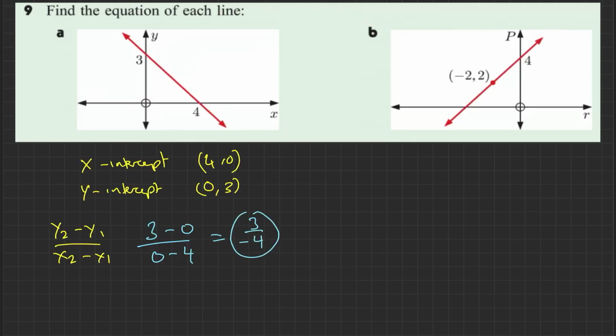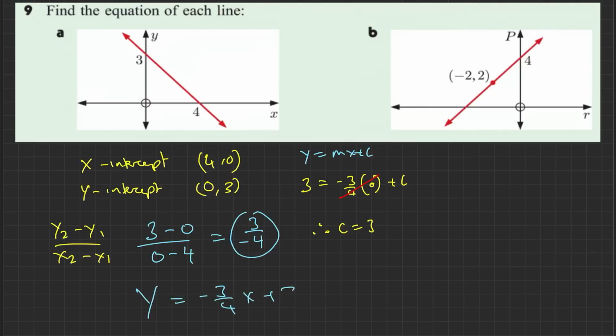And now for the y-intercept, I need to choose one of these values to substitute into the equation y is equal to mx plus c. So I'm going to go ahead and use the y-intercept, and you'll see why in a bit. I've got 3 is equal to -3 over 4 times 0 plus c. Anything times 0 is 0, that cancels out. Therefore, c is equal to 3. So my equation for the line is going to be y is equal to -3/4 x plus 3.